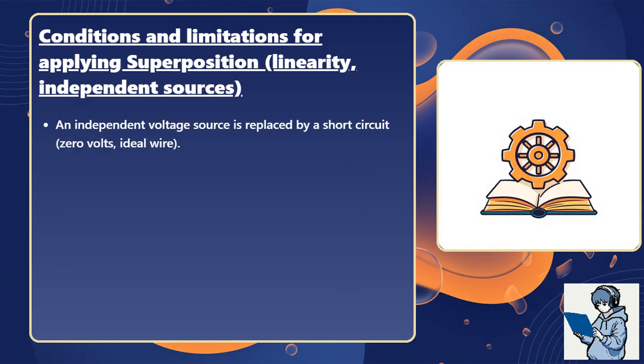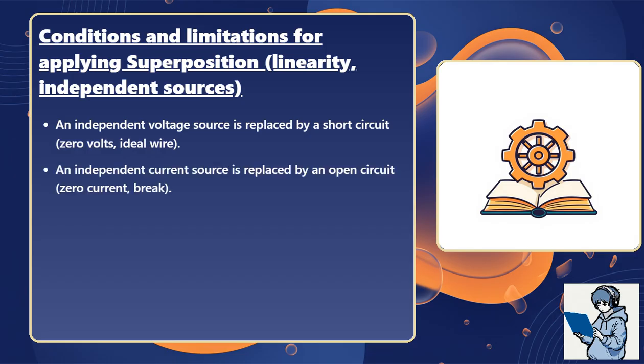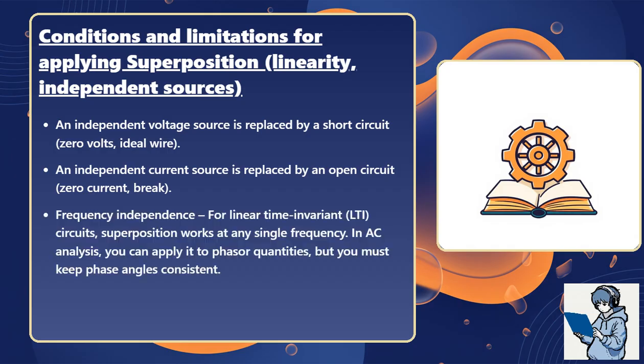An independent voltage source is replaced by a short circuit, 0 volts, an ideal wire. An independent current source is replaced by an open circuit, 0 current, a break. Frequency independence: for linear time-invariant circuits, superposition works at any single frequency. In AC analysis, you can apply it to phasor quantities, but you must keep phase angles consistent.